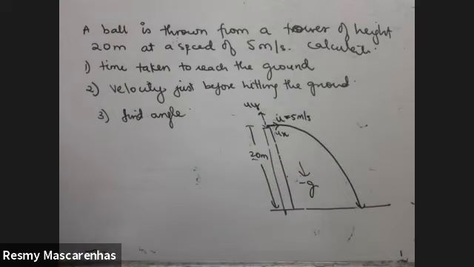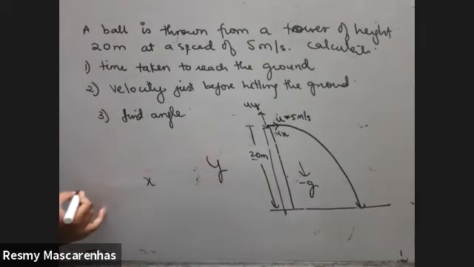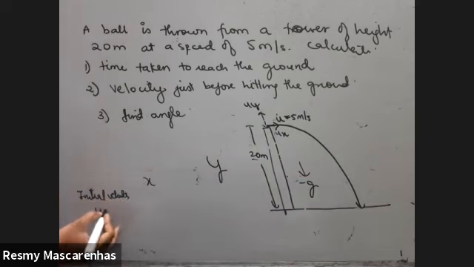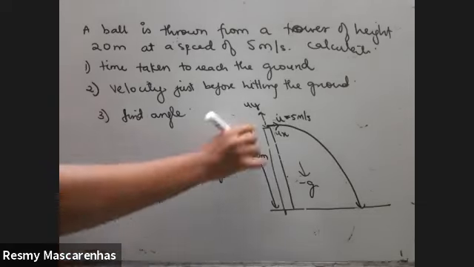Now let us start writing the components. X component, Y component. For initial velocity, U is given to me as 5 meters per second. Now U is the same as Ux because it's going in the horizontal direction. So Ux also will be 5 meters per second.